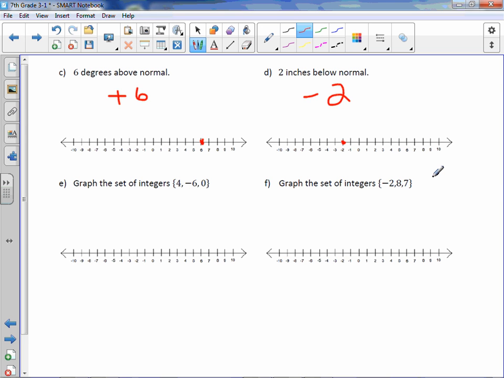Letter E, graph the set of integers. We have 4, -6, and 0. So you just plot them. 4, -6, and 0. Letter F, graph the set of integers, -2, 8, and 7. -2, 8, and 7.